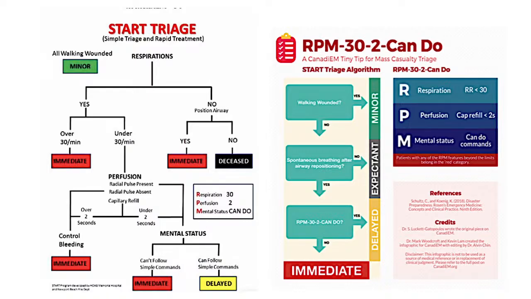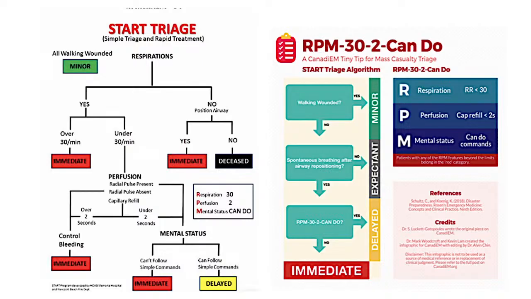So, how will you triage? Number one, tell the patients that those of you who can walk should come to this side. If they can walk and move from one place to another without any cardiorespiratory abnormality, they are green patients. They are walking patients. They are green. They can wait.